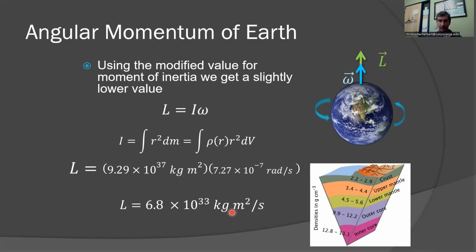Again, understanding that most of the mass of the Earth is contained in the mantle, but we have a denser core, which means that we can't treat the Earth as a homogeneous sphere when we're doing this calculation.